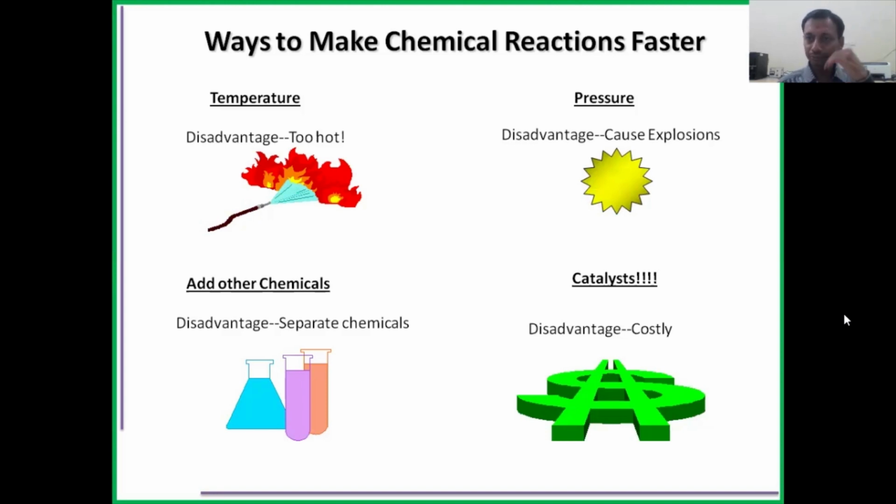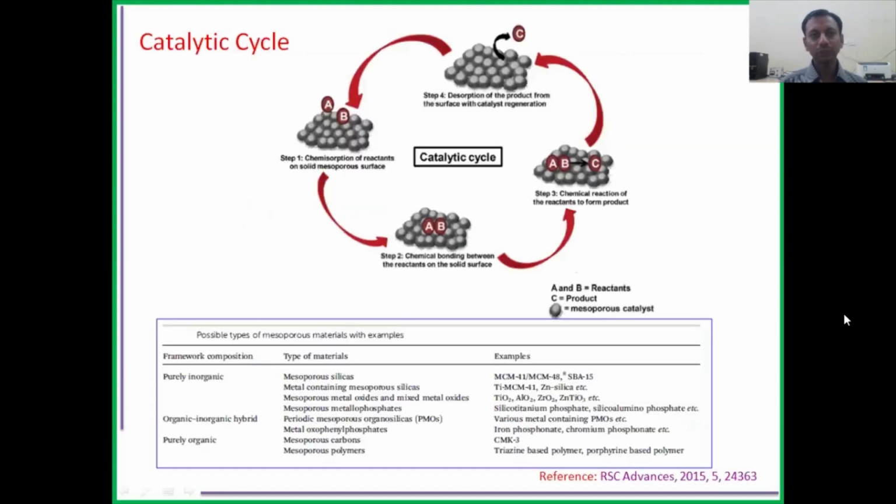This slide will come in between also when I start the introduction of catalysis, so at that time we will talk on this topic again. This catalytic cycle is most important. When you see step 1 in catalysis, chemisorption is the most important phenomenon. We all know about adsorption, that is a physical process, and chemisorption is the chemical process. By this chemisorption, the reactant on the solid mesopore surface will come.